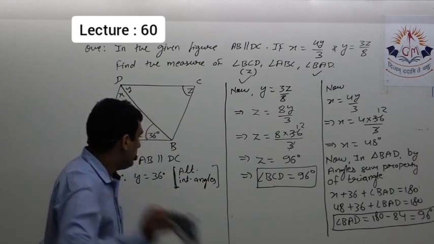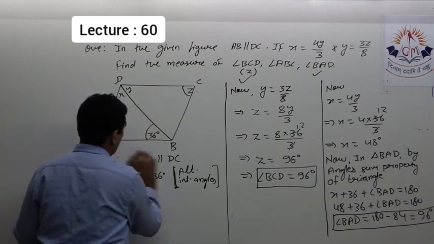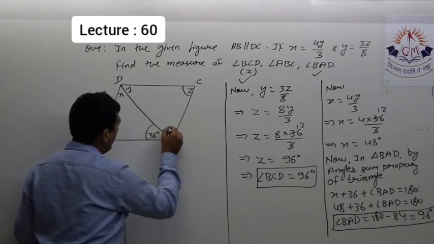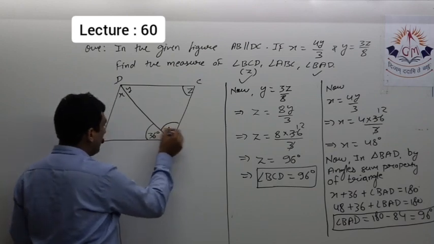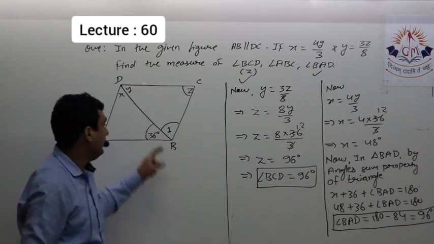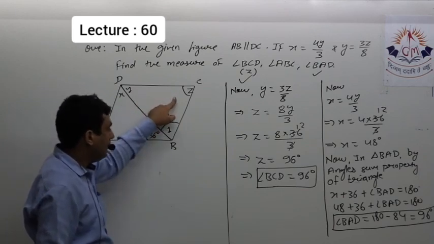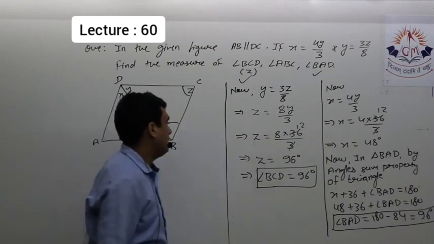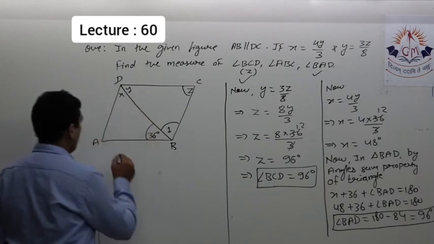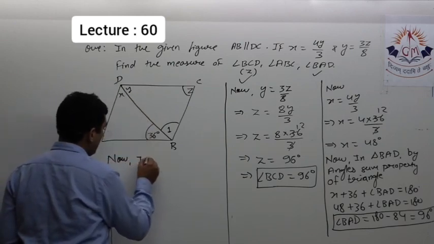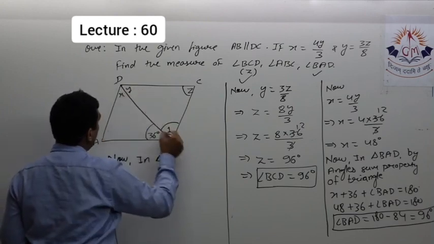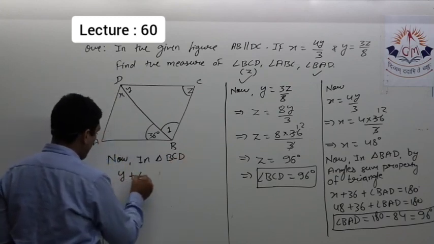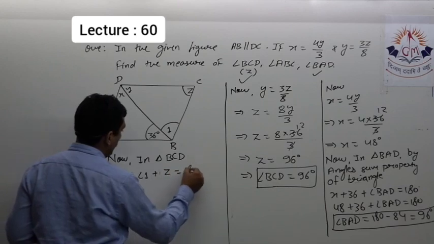Now to get the measure of angle ABC, actually I need to find this angle 1. Then angle 1 plus 36 degrees will be the measure of angle ABC. Now to obtain angle 1 I need y and z. z is 96 and y is 36. So now in triangle BCD, I can write y plus angle 1 plus z is equal to 180 degrees.